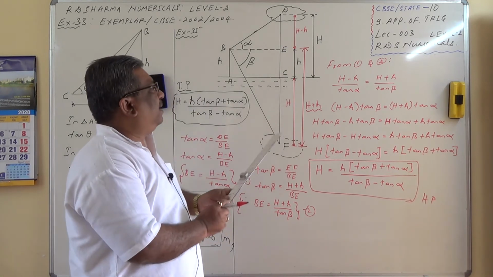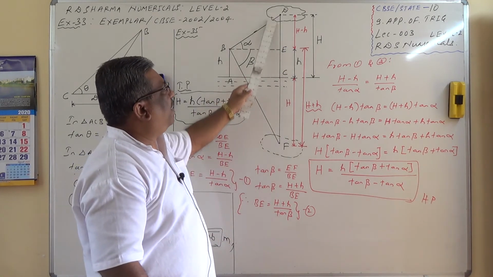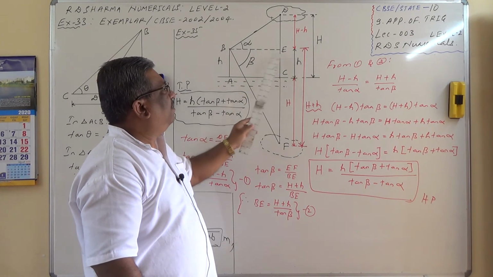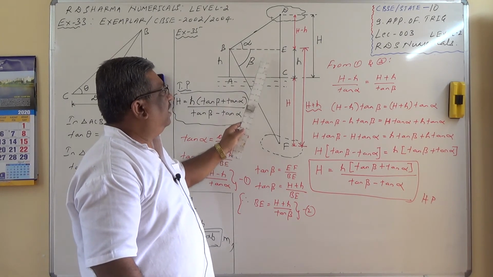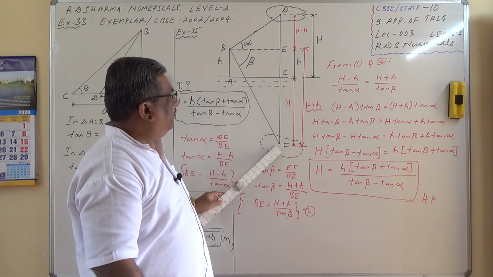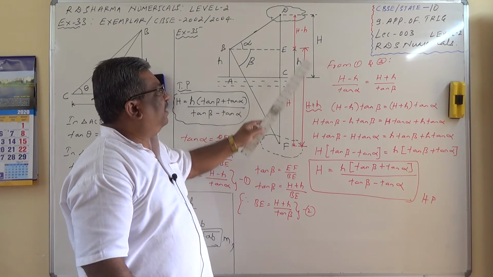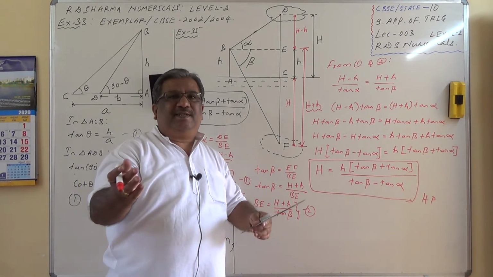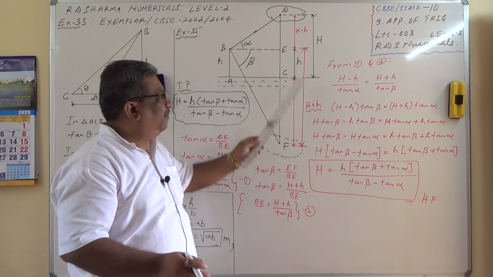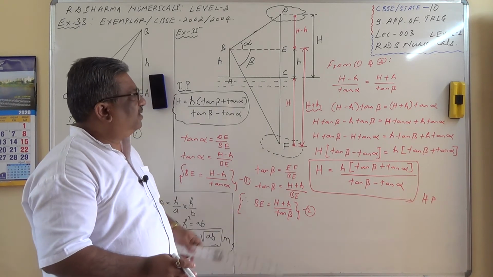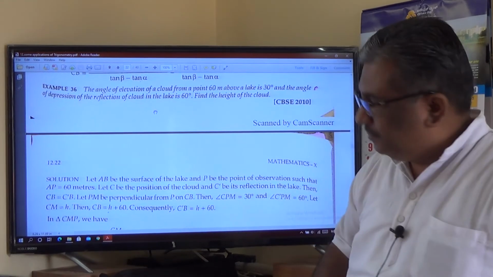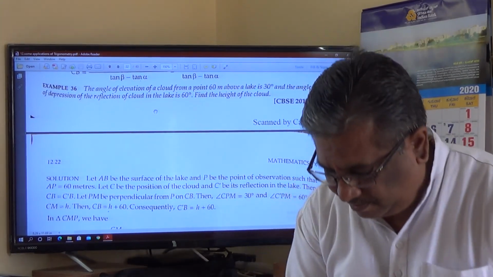In that case, the opposite side in this triangle will be capital H minus this height, and the opposite side EF in this triangle is capital H plus this height. So H plus h and H minus h are the components which I will be retaining. I hope you understood. Make a note of this. Next sum, example number 36 here.